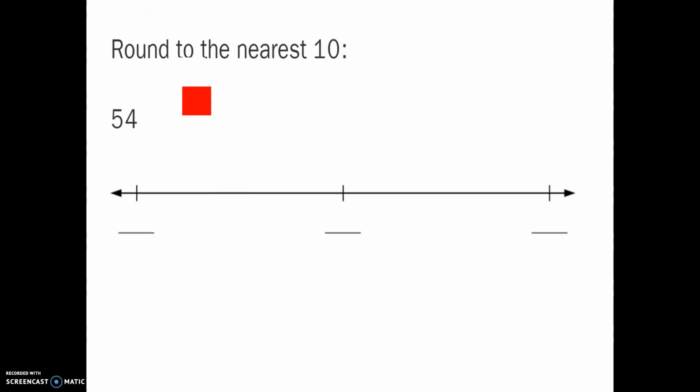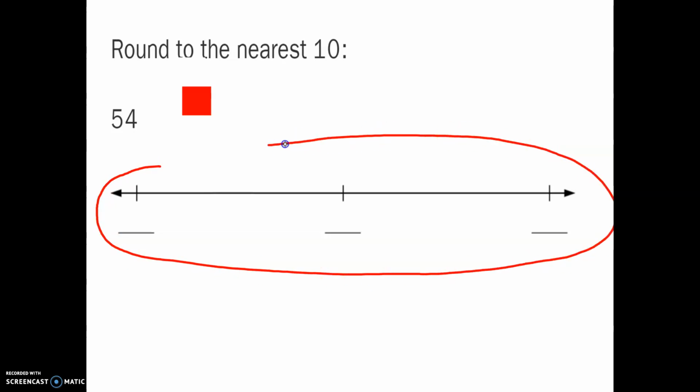So we're going to talk about how you can use a number line to help you round. So this is a number line. And our task is to take the number 54 and round it to the nearest 10. So the first thing I need to decide is what two tens 54 is between. Well, 54 is between 50 and 60.